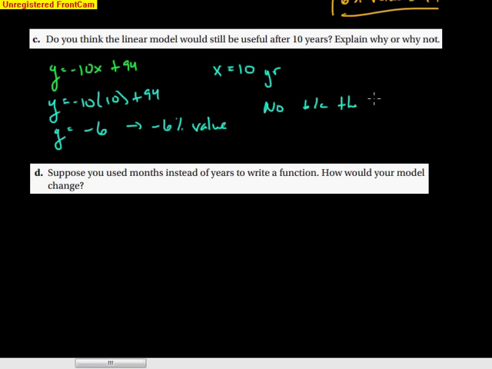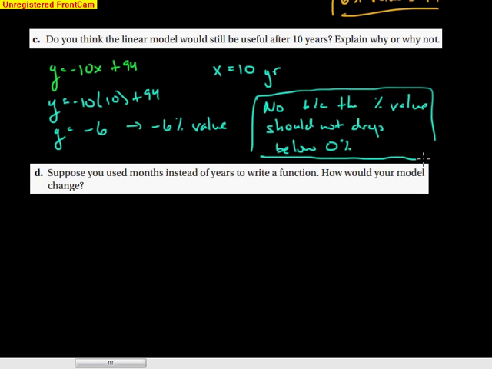Because the percent value should not drop below 0. Even if I have a rusty old junker that doesn't even run, it might still have a part that's worth something. Okay, so there. Okay, and then the last part. And again, notice we're using the same equation all the time.